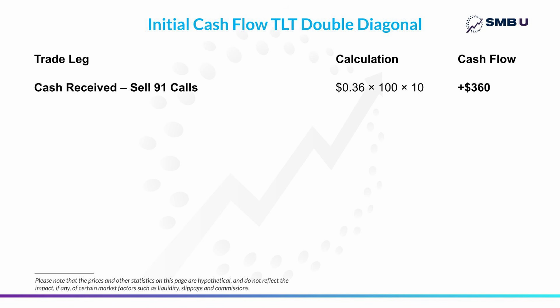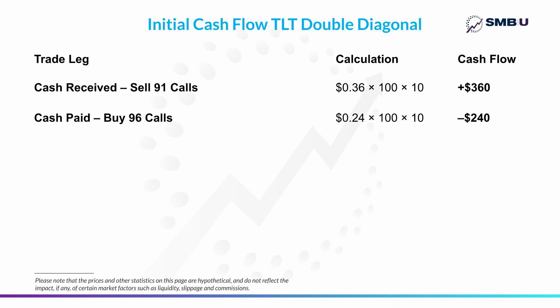Now, before we take a look at the trade outcome, let's first dig into the positive cash flow we received when we first entered the double diagonal. Starting with the 91 calls that we sold, we received a price of 36 cents for those. But remember, each option represents 100 shares of stock, so we multiply that by 100, and since we sold 10 of them, when you multiply it all together, we ended up receiving $360 for the 91 calls.